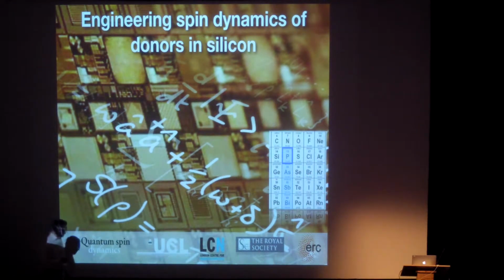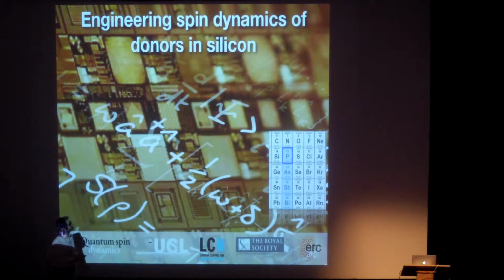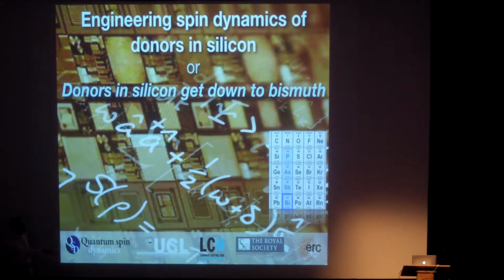Initially, the interest focused on phosphorus donors in silicon, probably the most abundant donor as used in conventional information processing. But what I'm going to be talking about is really moving down group 5, there's a terrible pun coming, to bismuth, where there are interesting spin properties that we can use to demonstrate different ways to control relaxation. So the subtitle is Donors in Silicon Get Down to Bismuth.